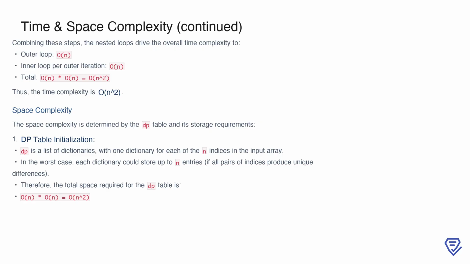Now, shifting our focus to space complexity, we must account for the DP table used to store the results. The DP table is implemented as a list of dictionaries, with one dictionary corresponding to each index of the input array. In the worst-case scenario, each dictionary could store up to n entries if all pairs of indices produce unique differences. Therefore, the total space required for the DP table is proportional to the number of indices multiplied by the maximum number of unique differences per index, resulting in n times n, or O(n squared), in total.